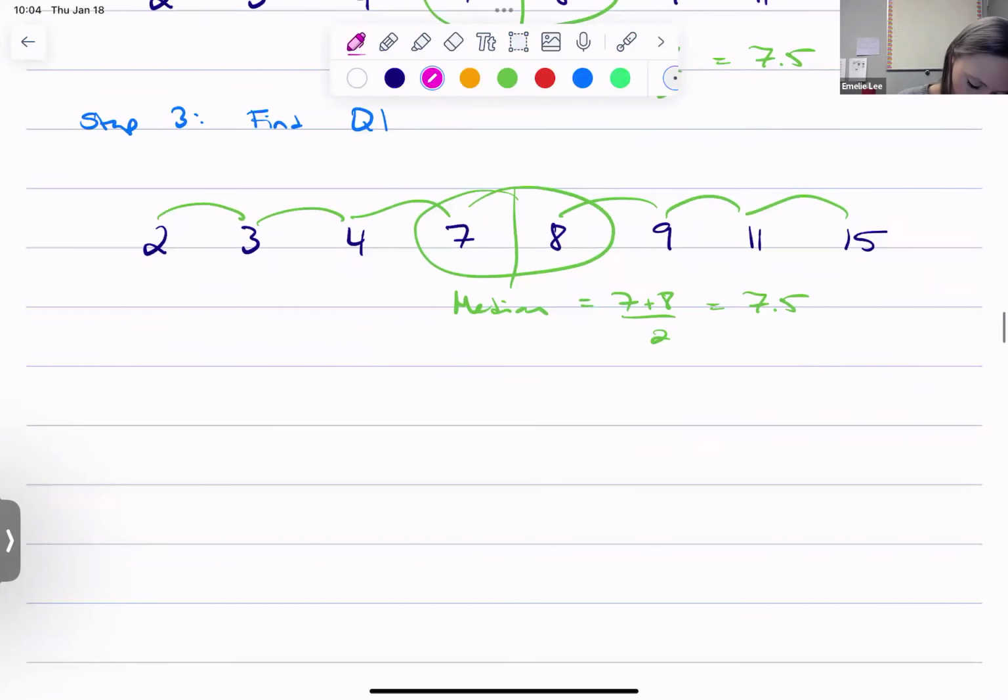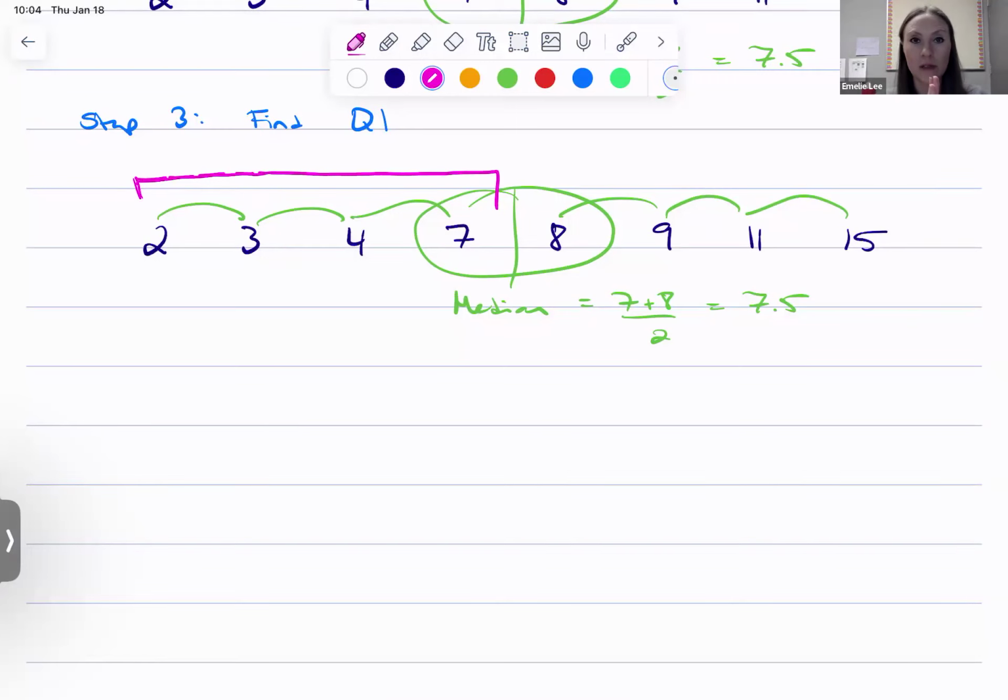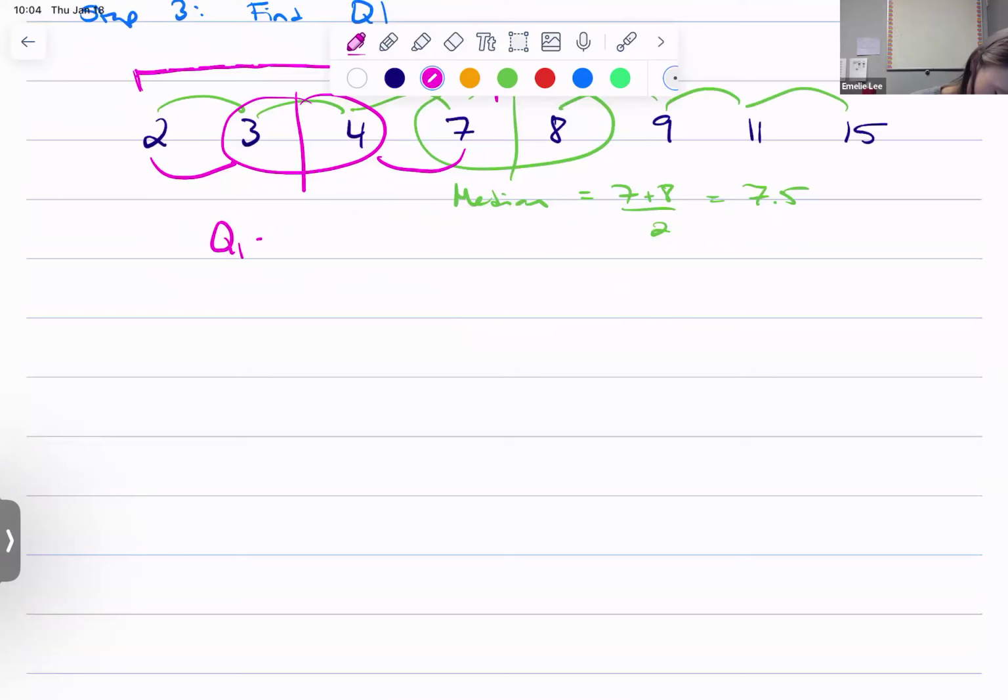But so now I'm looking at this data here, and I want to find the midpoint, right? The first quartile, split it into quarters now. So you split it in half, and then you split that lower half in half. And so here, boop, boop, which means that Q1 is 3 plus 4 divided by 2, which is 3.5.